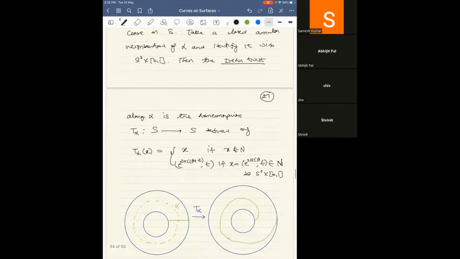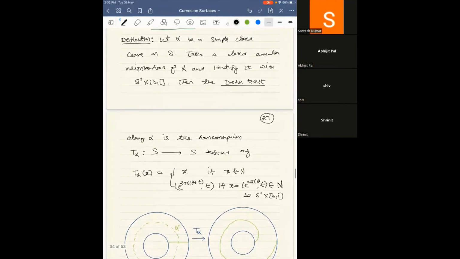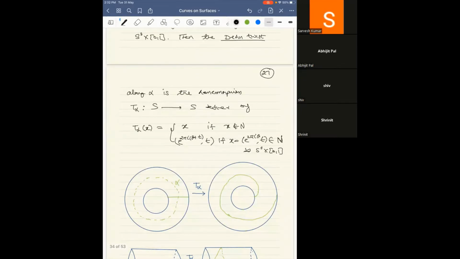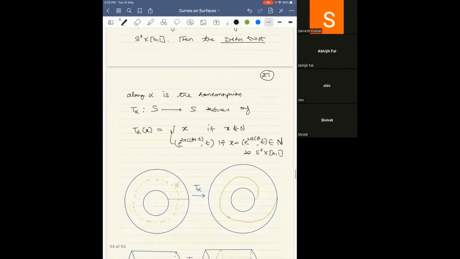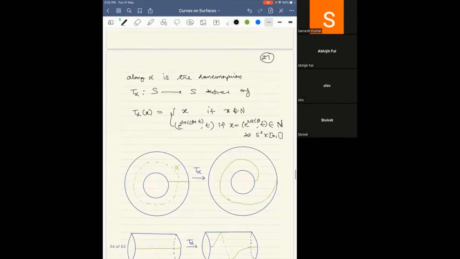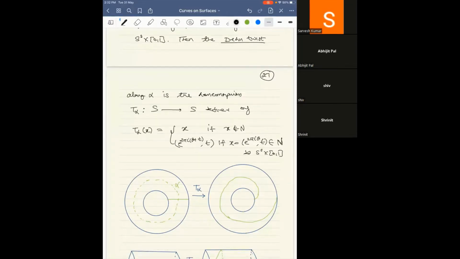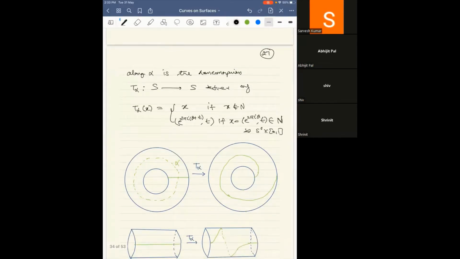So if x is not in this annular neighborhood, then you just define it to be the identity, T alpha of x equal to x. And otherwise, you have parameterized this S1 cross [0, 1] by, let's say, theta and t. So if x is e^(2 pi i theta) at height t on this annulus, it will rotate by t. So you just map e^(2 pi i theta) at t to e^(2 pi i (theta plus t)). And you can see what will happen.